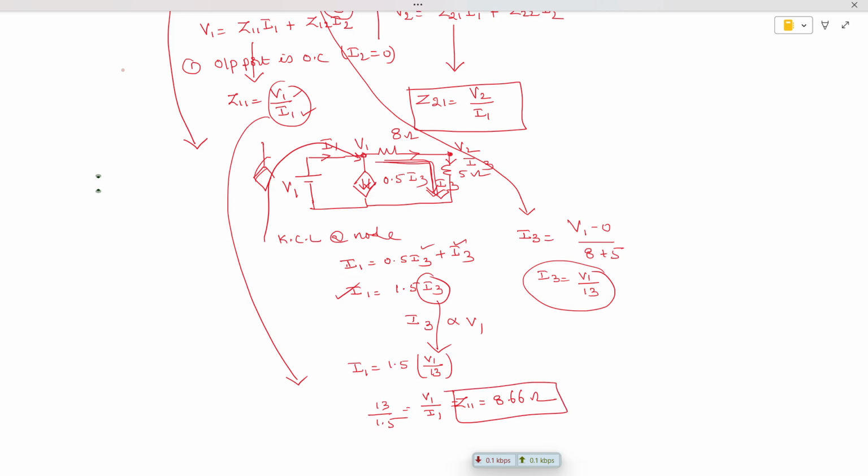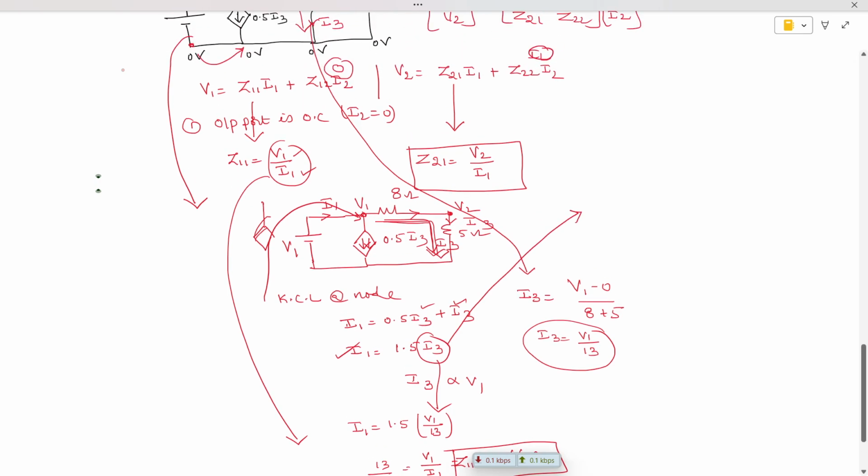The next parameter we need to find out is Z21, and it is also the same case because the output port is open. Here we need to find I1. I1 is equal to 1.5 times I3. In this equation, I1 is already there. The problem is with I3, so we want to express this I3 in terms of only V2.